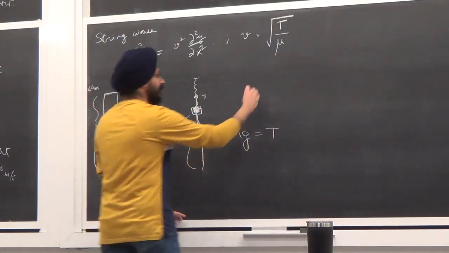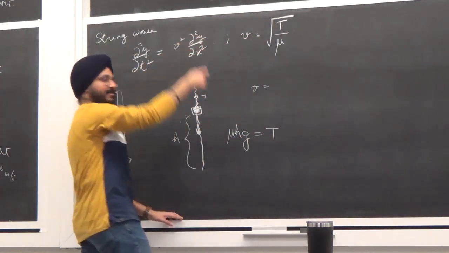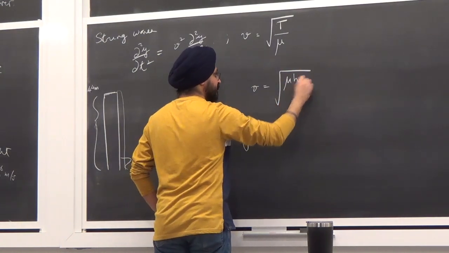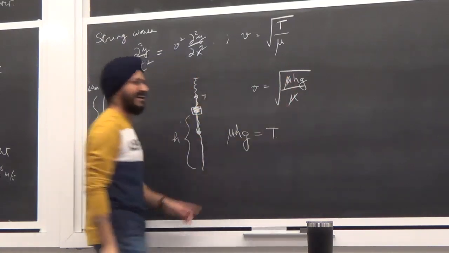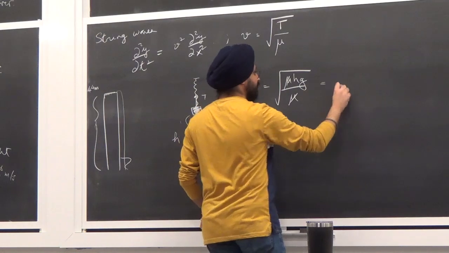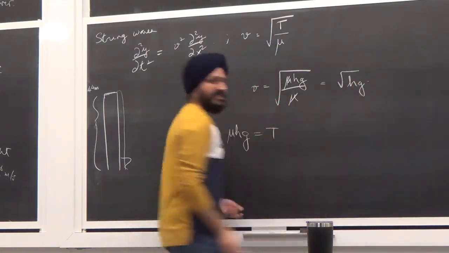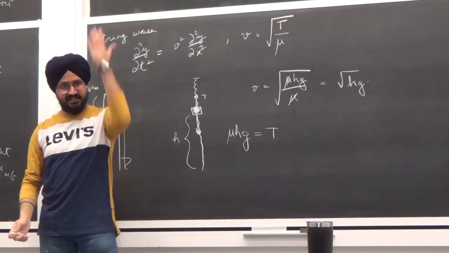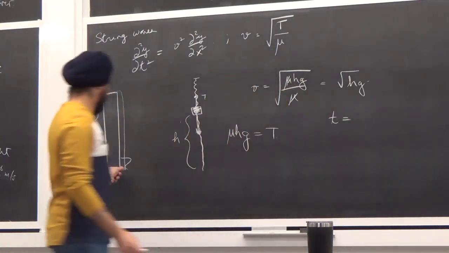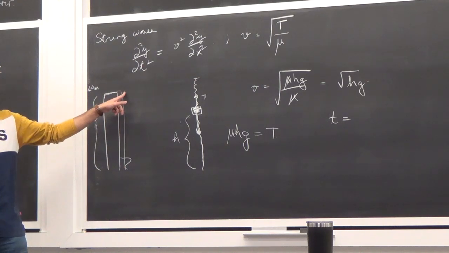If I have T, what's my speed? Square root T over mu. T is mu hg over mu. The mu goes away. Didn't need the T, didn't need the mu. V is just square root hg. As h changes, the speed changes.